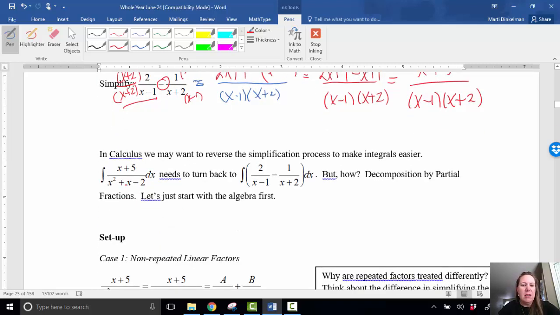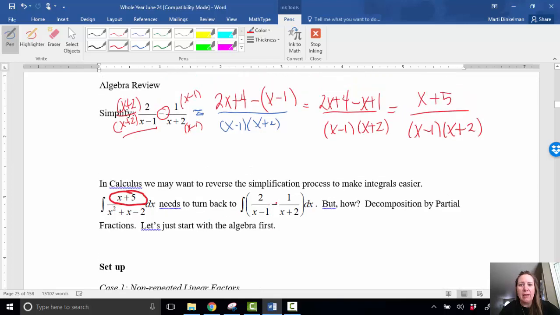We want to integrate this, but we can't exactly do it right now. We can't do u substitution because the derivative of x squared plus x minus 2 would be 2x plus 1. Well, this numerator is not 2x plus 1, so I know that is not going to be just a simple u substitution. But if I could turn it back, so if I could go back to how it was when I first started, like in my algebra class where it was split up, then we would be able to do this a little easier because these integrals would both be natural logs. So that's the process we need to learn.